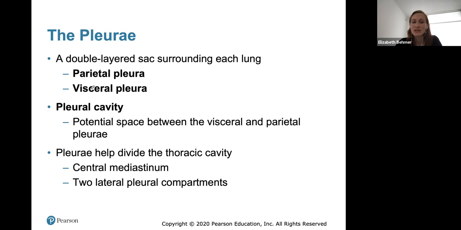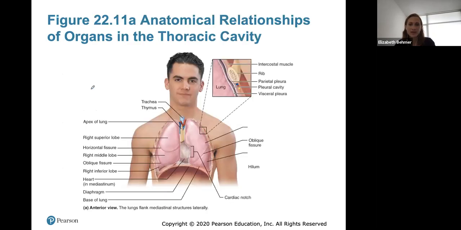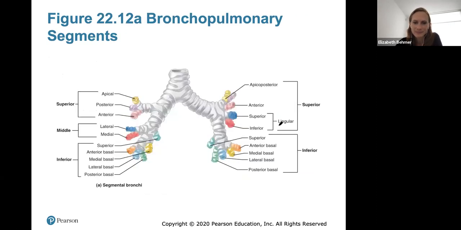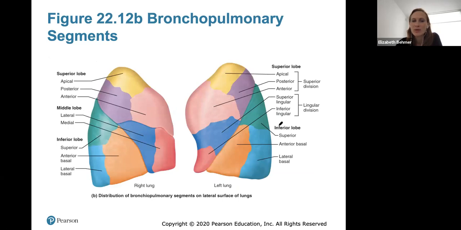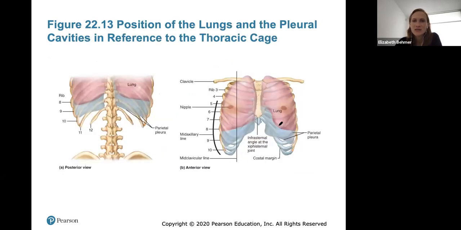The pleural cavity then is the potential space between the visceral and parietal pleura. And the pleura help divide the thoracic cavity into a central mediastinum and lateral pleural compartments. And you can see here the parietal pleura, the pleural cavity, and the visceral pleura of the lungs. Here's the bronchopulmonary segments. You don't have to know all of the segments, just know that we divide the lung into different segments as each bronchi divides and brings air to that particular segment. You can see here the position of the lungs and the pleural cavities in reference to the thoracic cage.